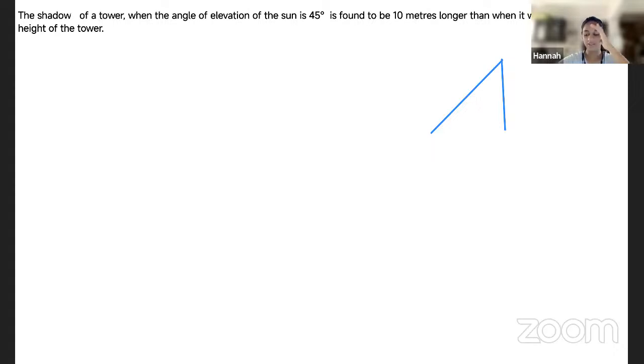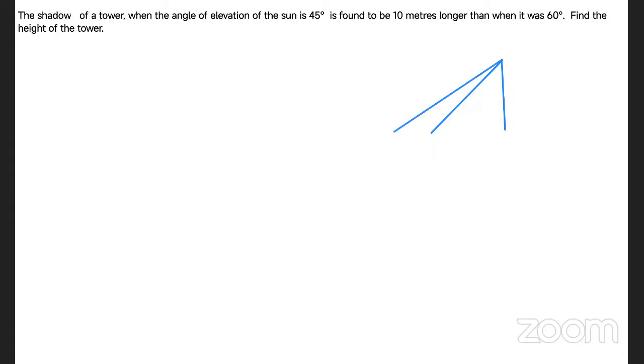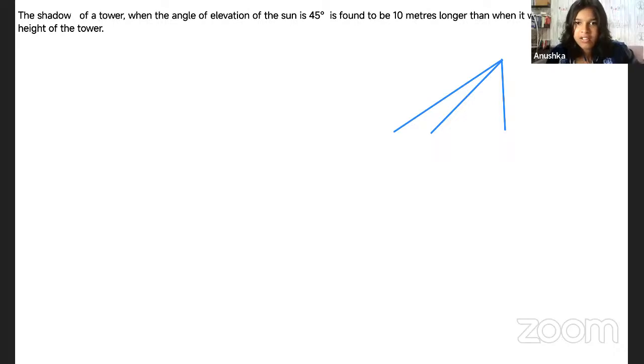So I understood the elevation part, I understood the two elevations, that is 45 and 60. But I don't know how to include the shadow part of the tower. Yeah. Okay, Hannah is making good. Is it something like this, sir? Yep. After that, I'm confused. Then you just put the value, 10 meters, longer than when it was 60. So then it is just, I think so.